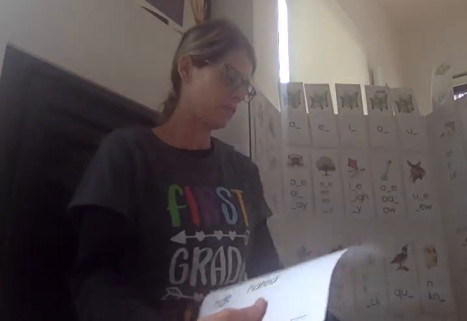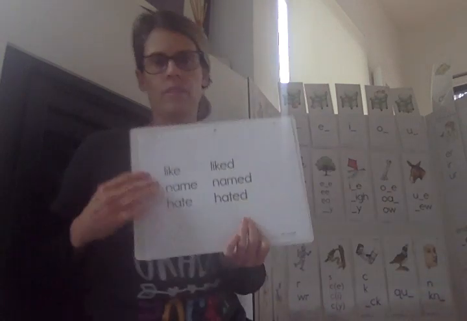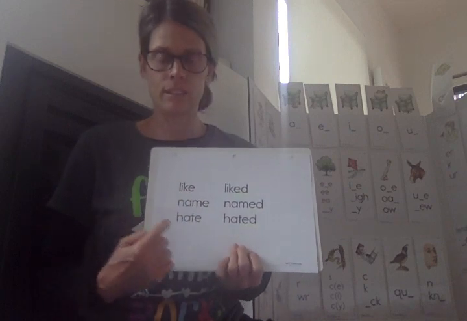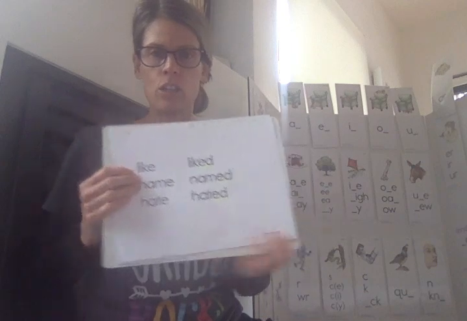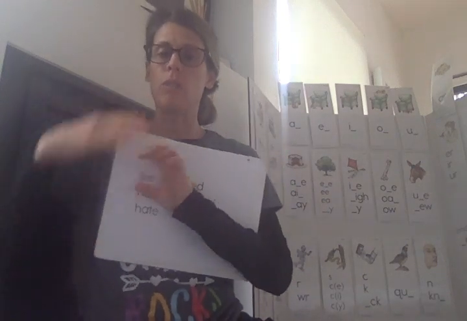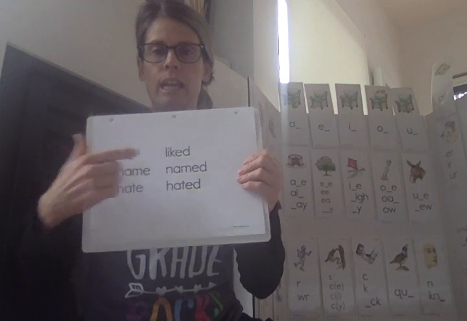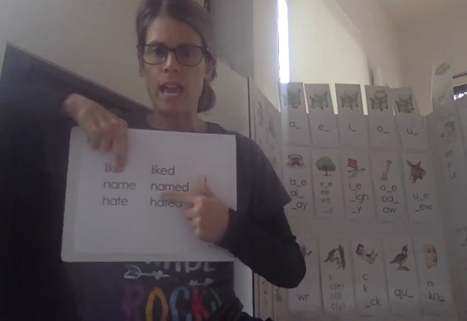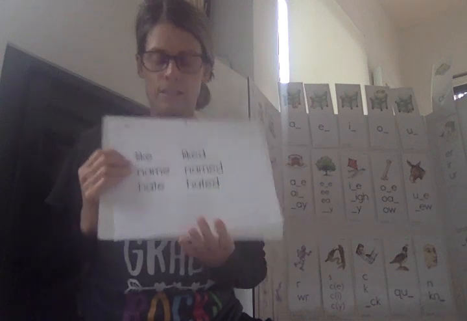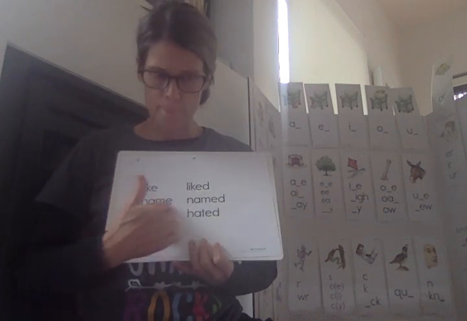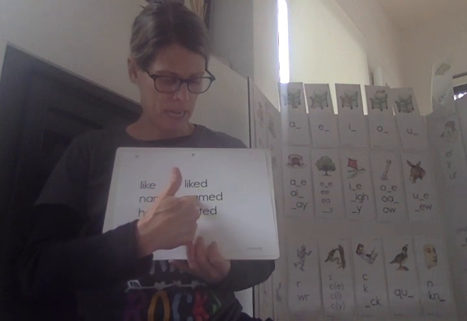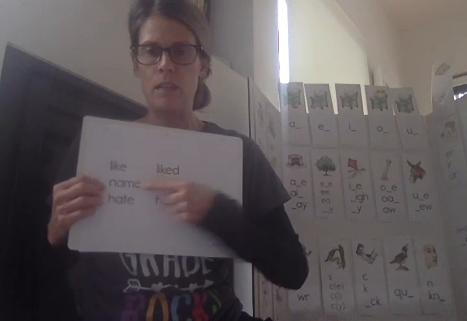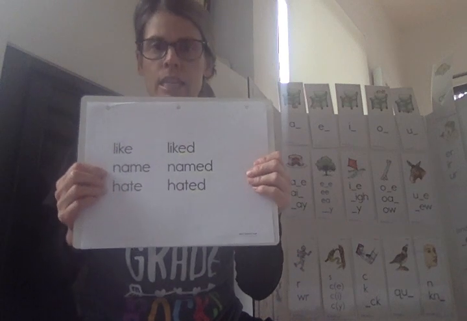Let's take a peek right here at our sounds. We have the word like. We have liked. That makes the t sound. Like and liked. You also might notice that the E goes bye-bye, and they add the ED for this. So let's look here. We have name, named. Again, they drop the E from name and they add ED, named.